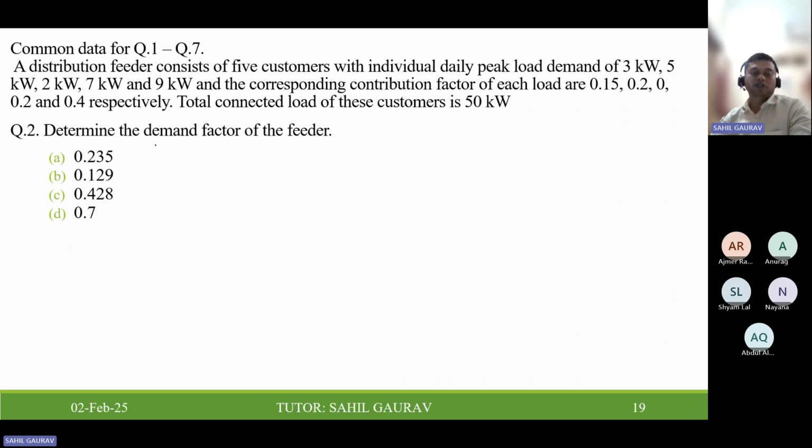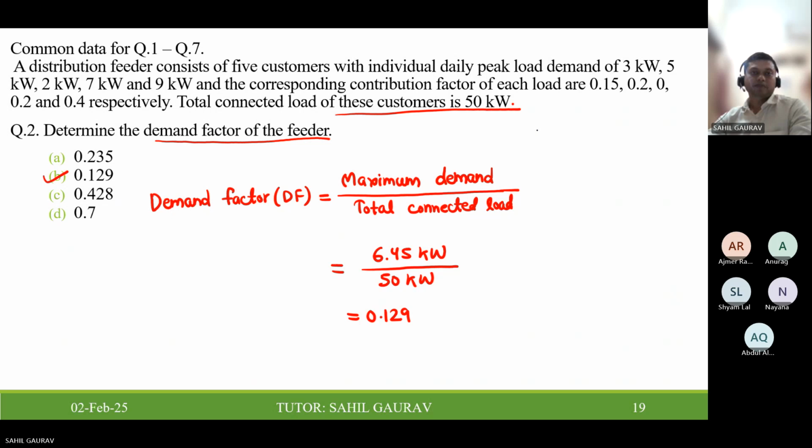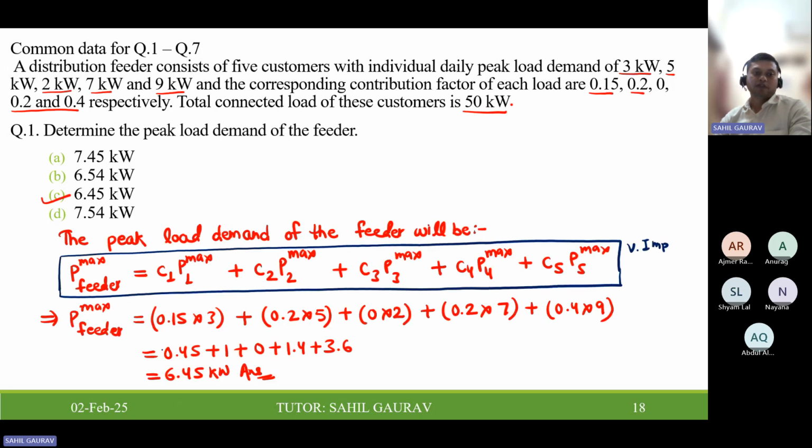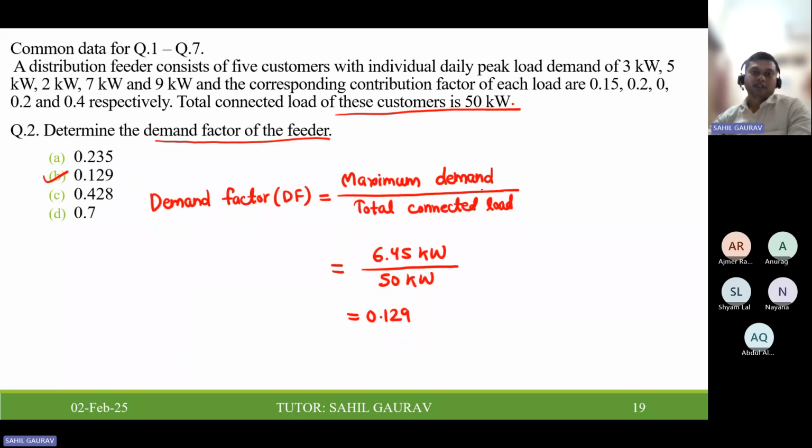Now in the second problem, they have asked the demand factor of the feeder. The demand factor is maximum demand upon total connected load. So maximum demand of the feeder is 6.45 kilowatt. How did you get this 6.45 kilowatt? We got it from the previous problem. In the previous problem, we found the maximum demand is 6.45 kilowatt. This 6.45 kilowatt is P group max, which we found from question 1.